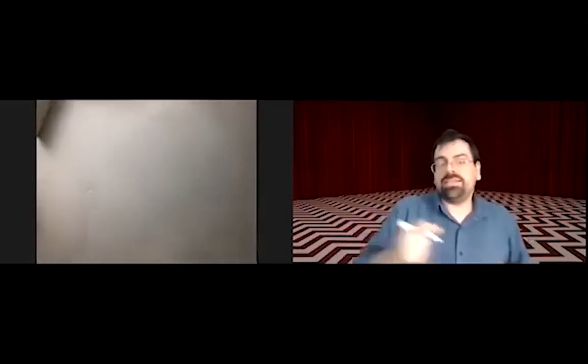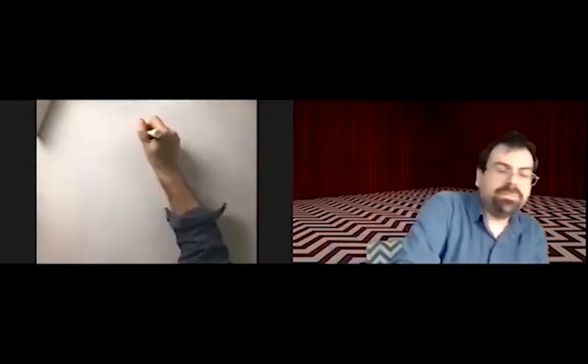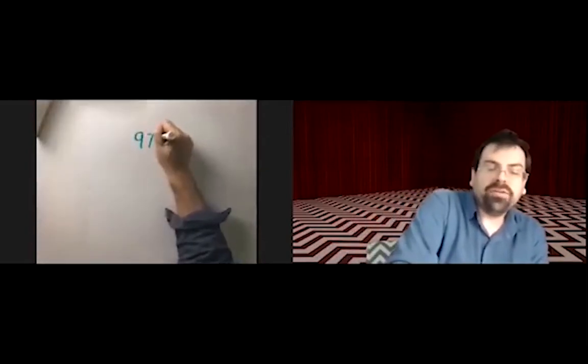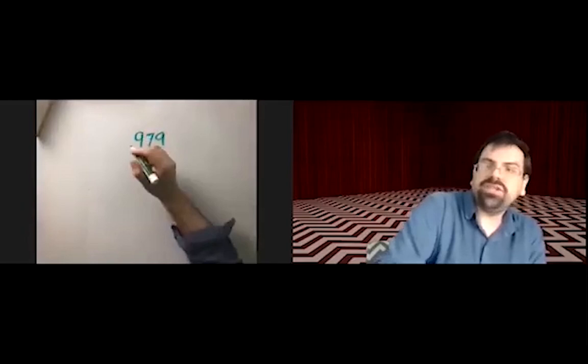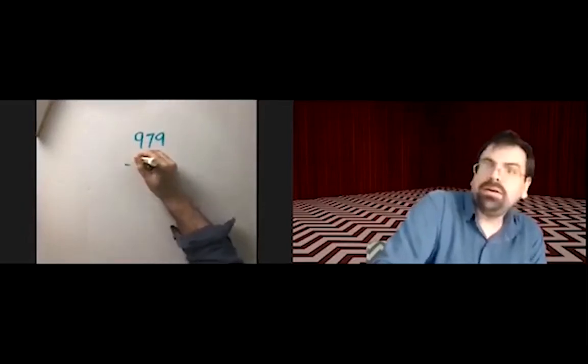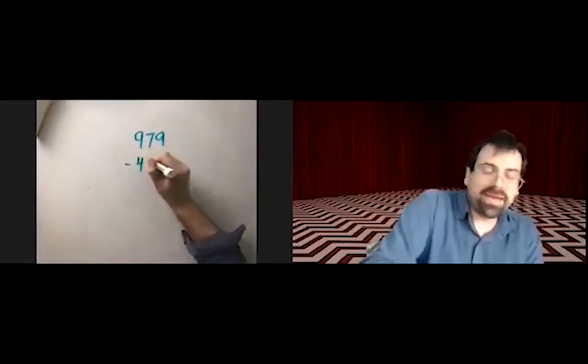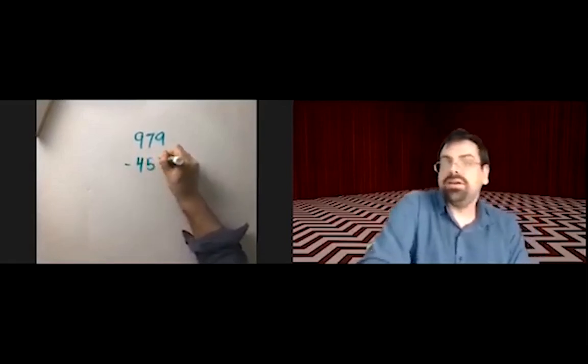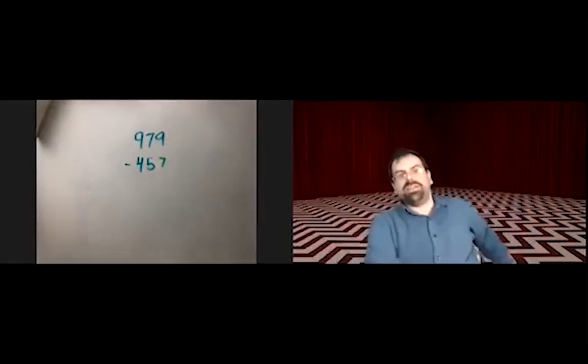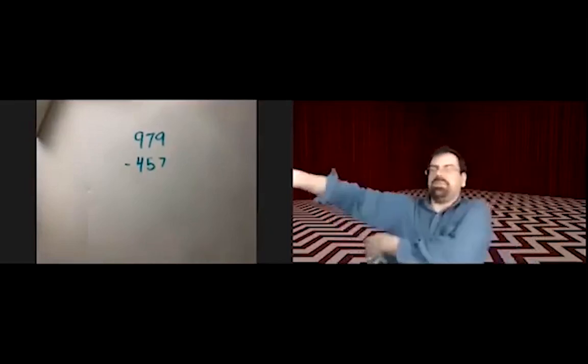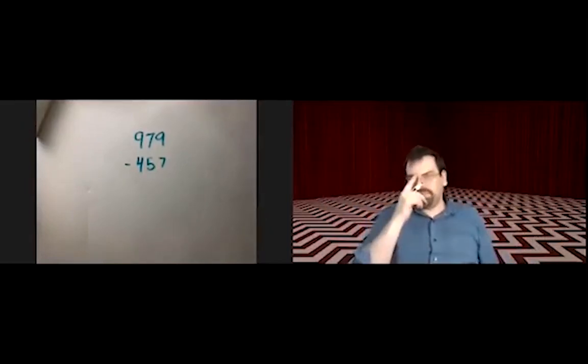And as long as the top number in every column is bigger than the bottom number, we don't have to worry about the subtraction equivalent of carrying, which is called borrowing. And that makes sense.